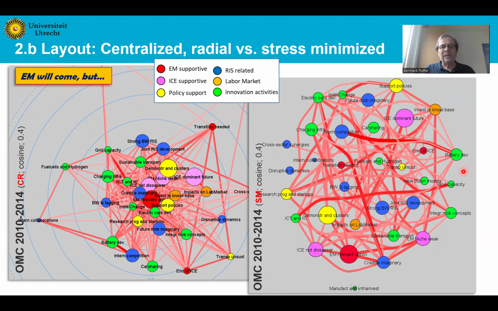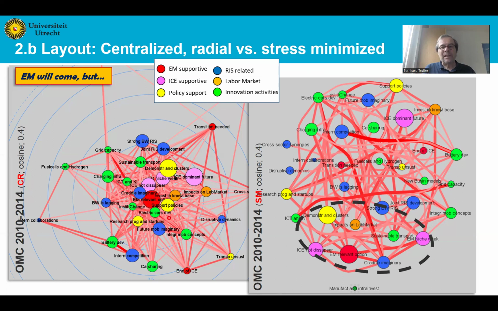We will not go into the details, but just in a nutshell, in the stress minimized layout, you see the components much more clearly. So here's a cluster of nodes that are strongly interconnected and that deal with, well, electromobility being a relevant option. There is need for new demonstration clusters activities, but the IC will not disappear, and the electromobility niche is still weak. And there's a self-understanding of Baden-Württemberg being the cradle of the automobile. So this summarizes very nicely the defensive stance in this first period.